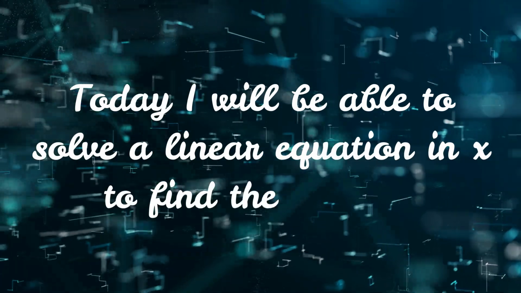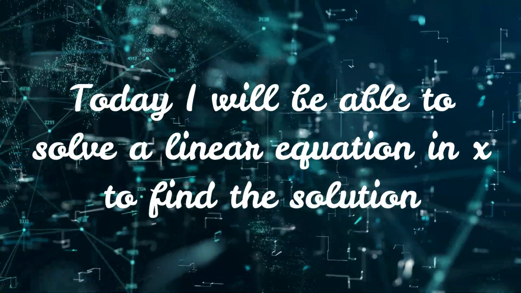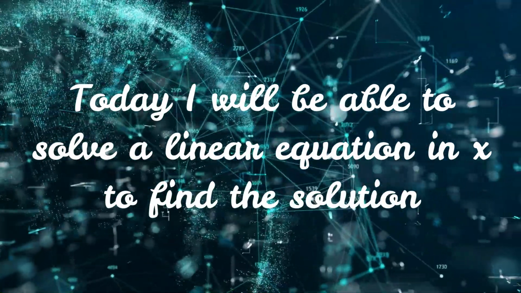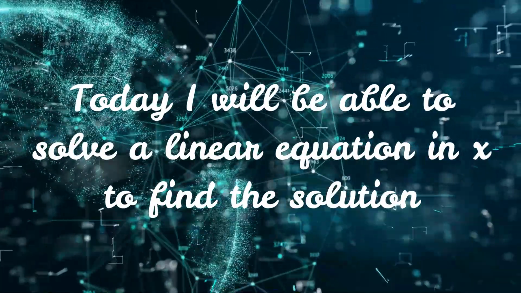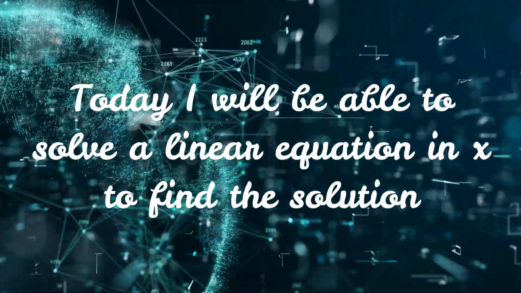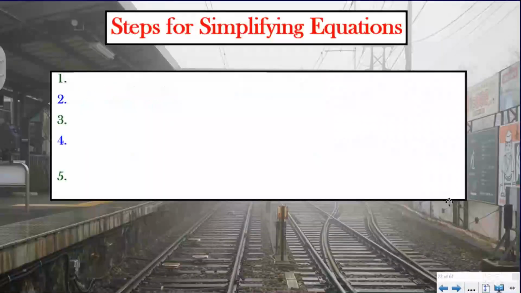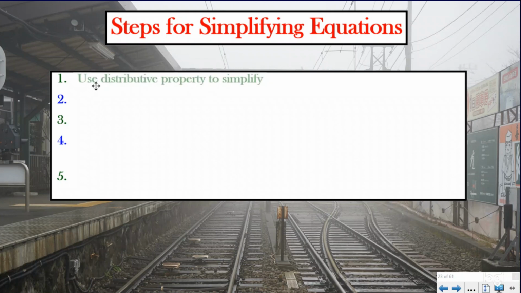Our objective today: I will be able to solve a linear equation in x. So again, just an equation with one variable, x, to find the solution. Before we get started, we want to write down some steps for simplifying equations. These 5 steps we'll be using throughout the entire playlist, and as you get into your algebra and start solving for your variables. Step number 1 is to use the distributive property to simplify.